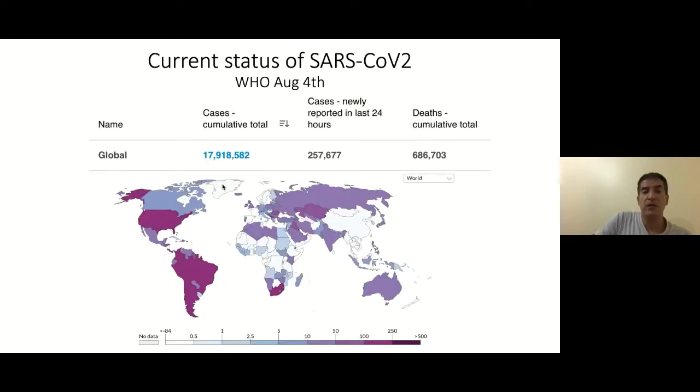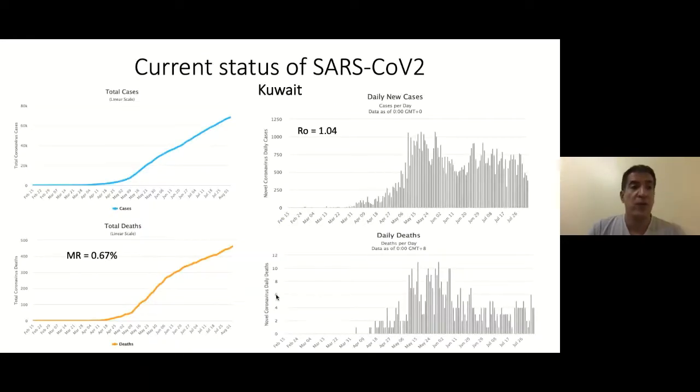Currently, we're almost around 18 million cases globally, with around 700,000 deaths. As you can see, the hotspot, or the epicenter, right now is the Americas: the United States, Brazil, and also South Africa is coming up in 3rd or 4th place. In Kuwait, we're almost reaching 70,000 total cases.